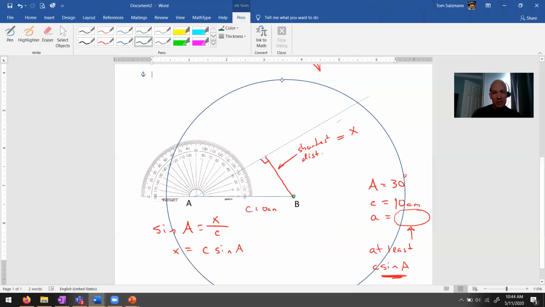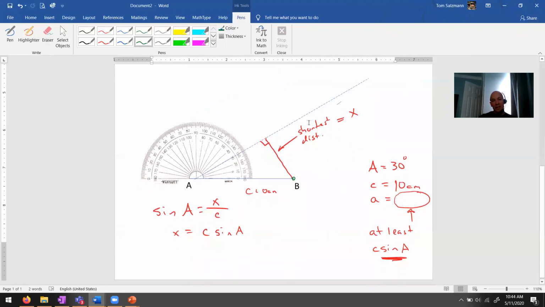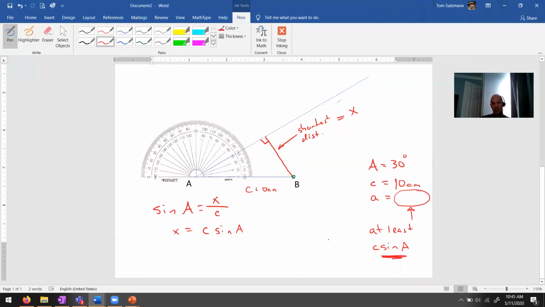Well, the big take-home message is this. If you want to know if the information you're given can give you one triangle or two triangles or zero triangles, it's this. The requirement is that side A has to be at least C sine A. So side A better be bigger. Let's actually write it this way: side A better be bigger than C sine A. But it also cannot be too big.